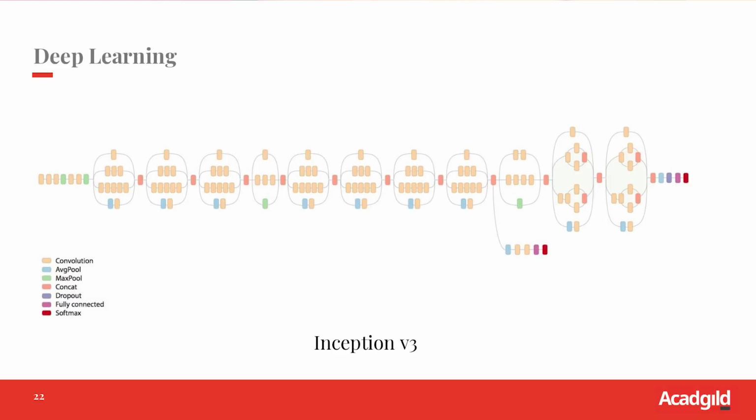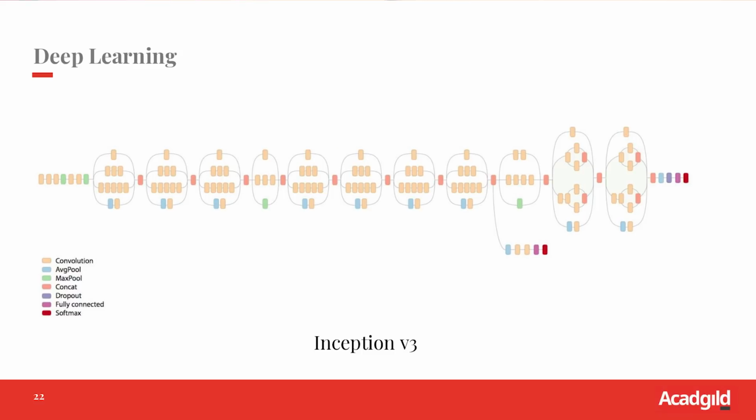To give you an example of how complex neural networks can be in deep learning, each of these blocks you are seeing is a layer like this, and there are many more.